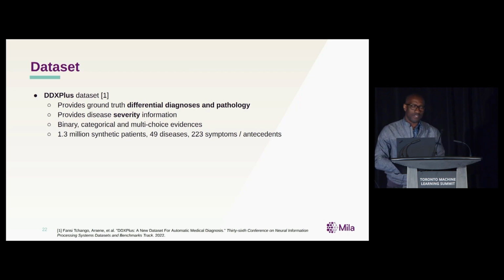Now, to evaluate that solution, we use the DDXPlus dataset, which provides information about disease severity. It covers 49 diseases and 223 symptoms. It contains questions whose answers could be binary, categorical, or multi-choice. And it has 1.3 million patients. For each patient, we have the symptoms that they are experiencing, the pathology they are suffering from, and also the differential diagnosis that is associated with their symptoms.